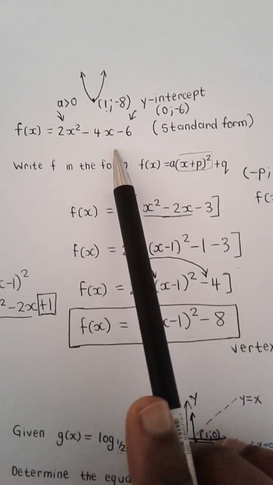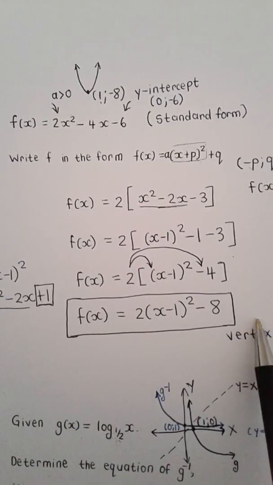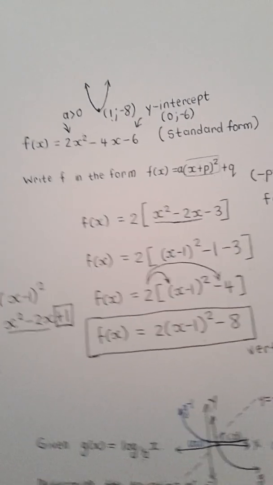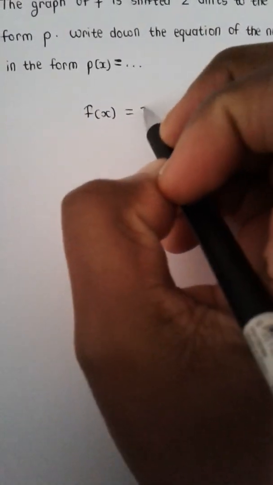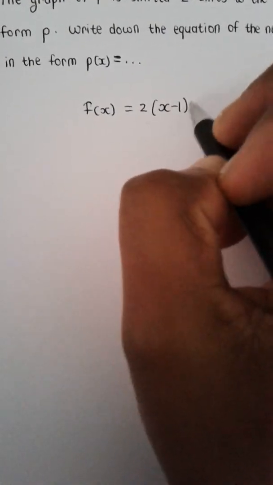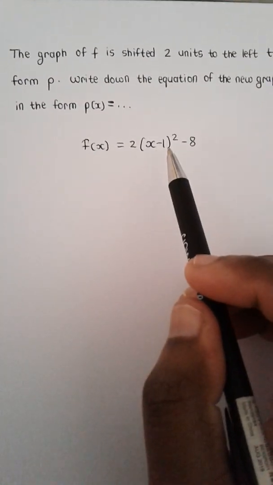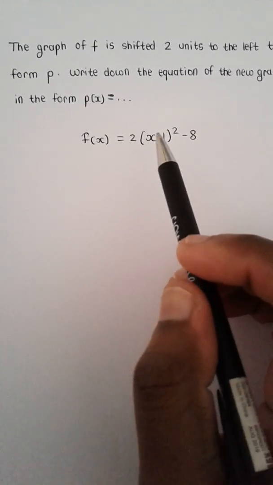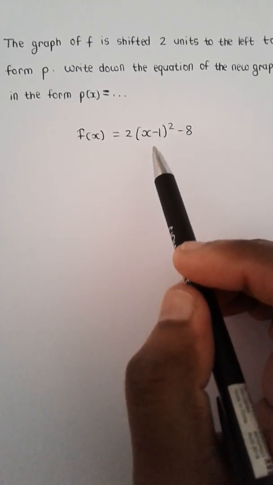So remember, in the first question, they asked us to change the standard form into vertex form. Now you're going to see the benefit of the vertex form again. Let's just rewrite it. We had f of x equals 2 into the bracket x minus 1 all squared minus 8. If you look at this f of x, you basically know that from the mother function, just x squared, this has been shifted 1 unit to the right.